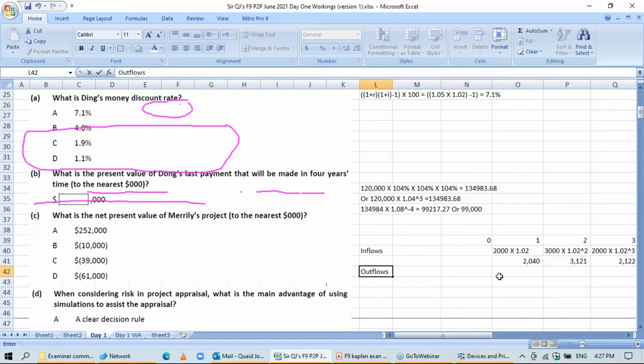Okay, moving on to the outflows. The first outflow is 1,800, and the outflows are expected to increase by 3%. So in year 1, the cash outflow will become 1,800 into 1.03, which makes 1,854.